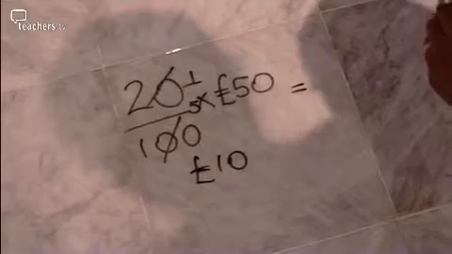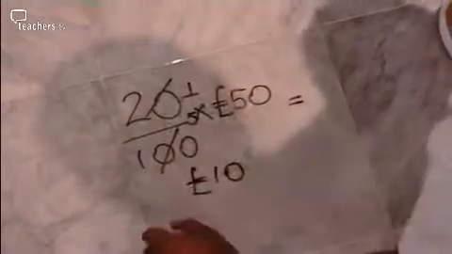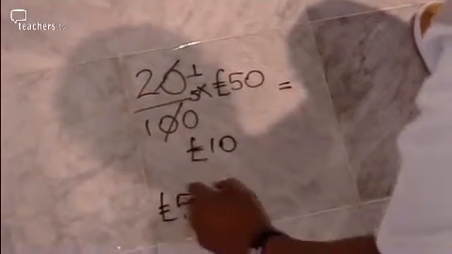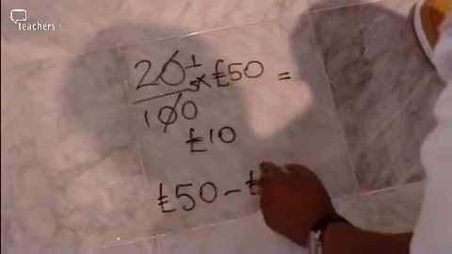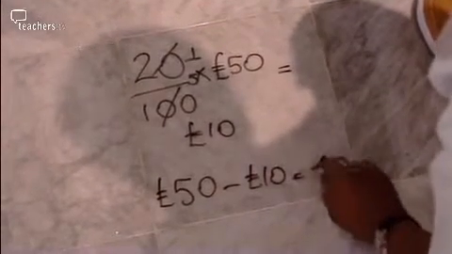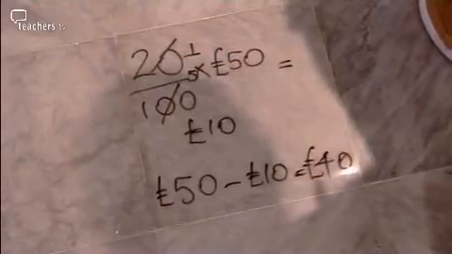Another way to do it is that we know that 10% of £50 is £5. 20% is twice that, and that's £10. So now the actual price that we pay is £50 minus our £10, and we actually pay £40.